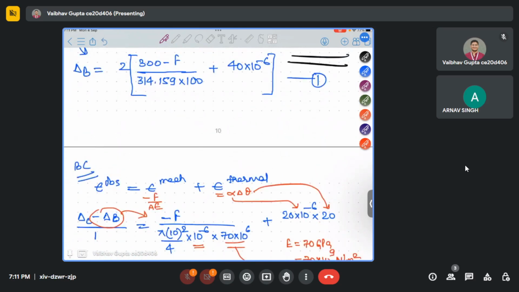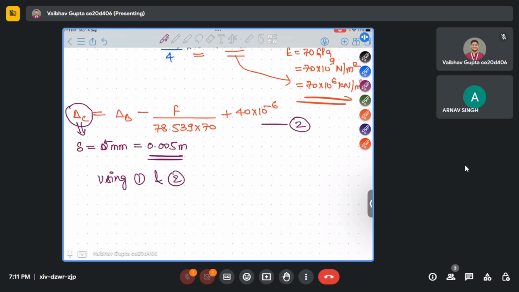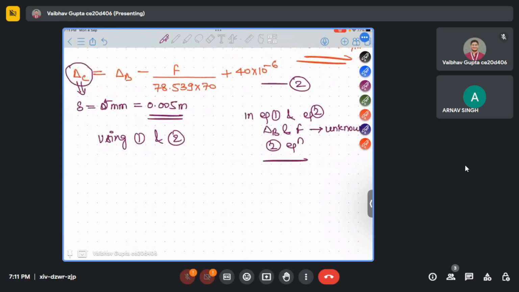So using equations 1 and 2, only F and delta B are unknown, and you have two equations. You can solve to find delta B and F.